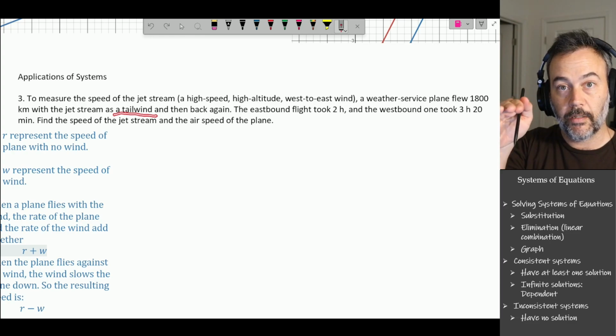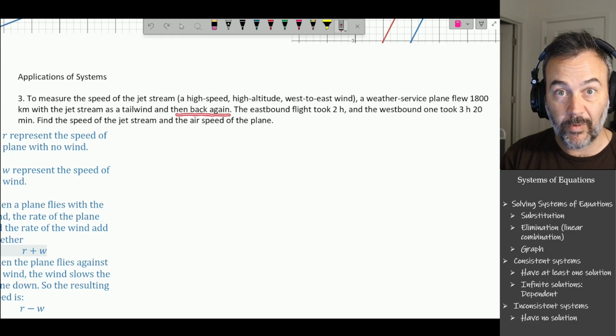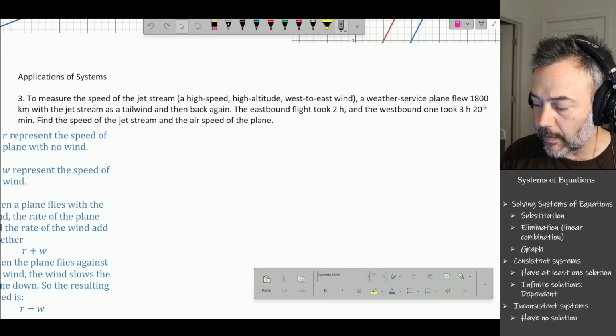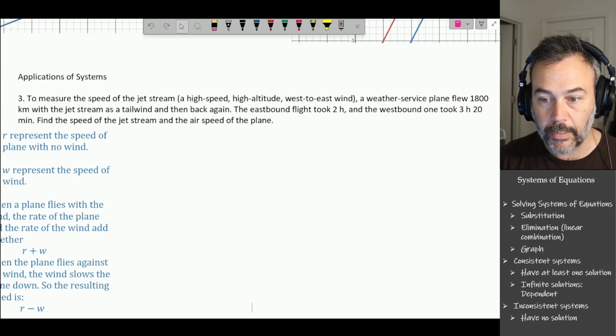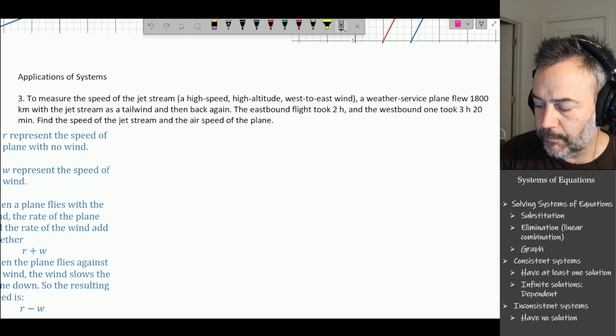So the wind was pushing the plane faster. And then it flew back again against the wind. The eastbound flight took 2 hours. The westbound flight took 3 hours and 20 minutes. Find the speed of the jet stream and the airspeed of the plane.